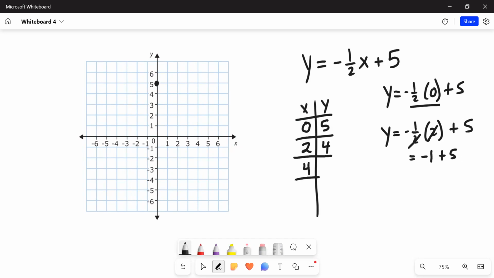And so then if I skip to 4, something similar will happen. If I plug in 4, 2 goes into 4 twice, and I'm left with -1 times 2, -2 plus 5, and that's 3. Now, you can always make sure that as you plot these points, let's plot these two that I did. Let's plot (2, 4). Over 2, up 4 is here, and (4, 3) would be here, that those should be on a straight line, and they appear to be so.